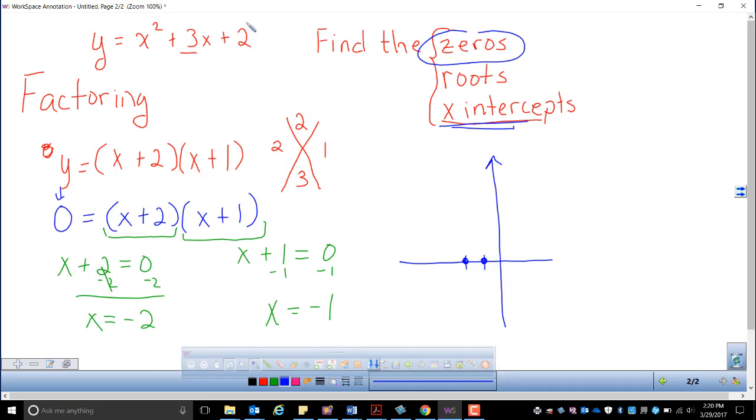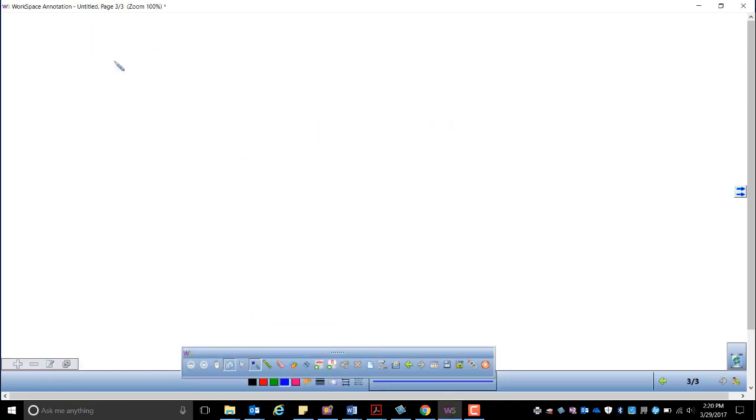I also know that my y-intercept is at 2, which means that my vertex is probably down here somewhere, which we're not going to do all of right now, but we'll look at it. So this graph should look something like this. So these are the zeros. These are the answers that you found. All right, so we're going to try another one.